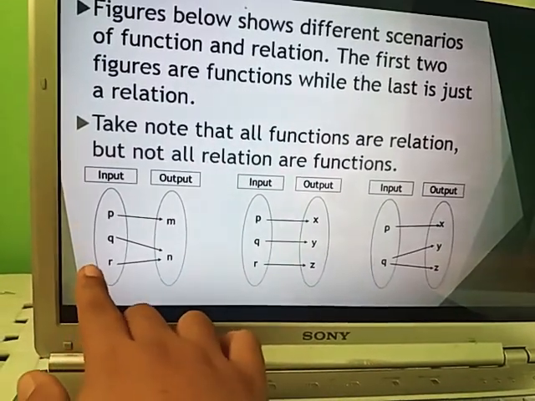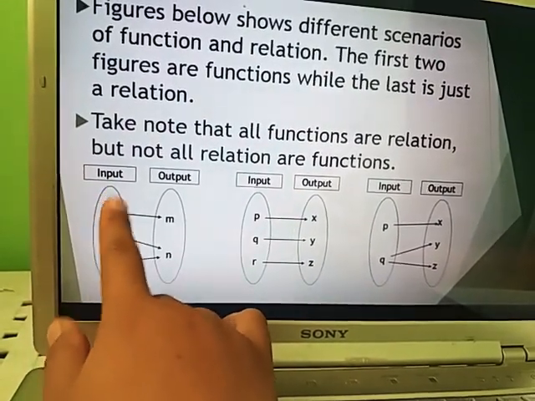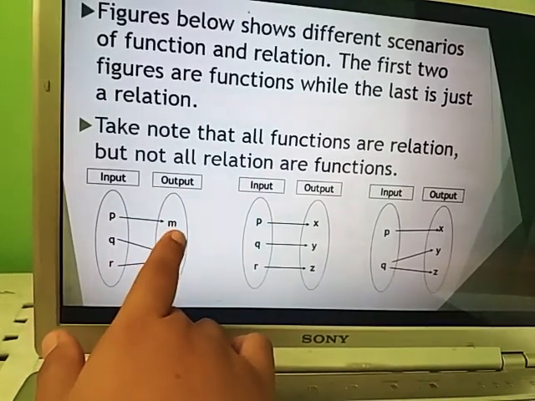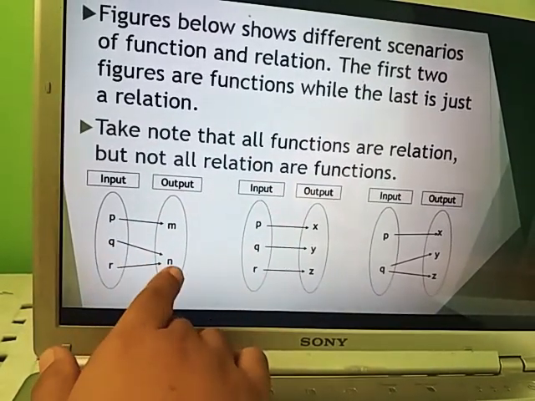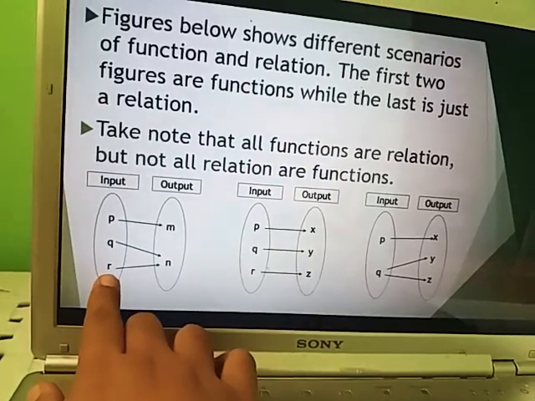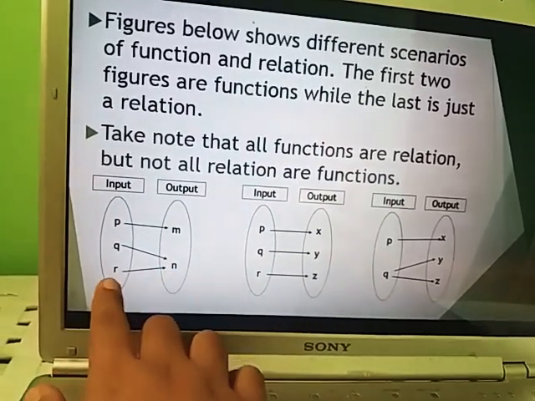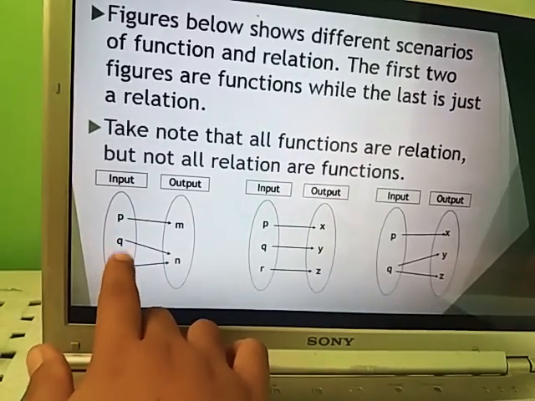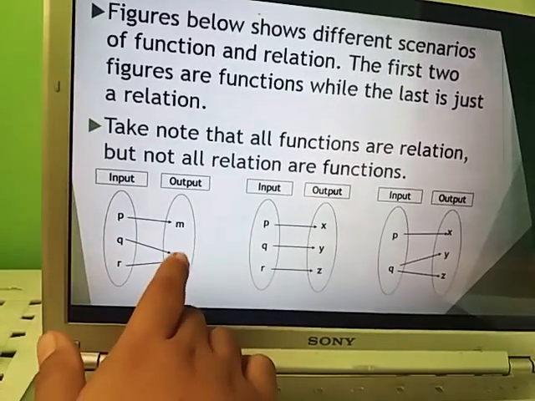Okay, so as you can see here, we have input P to M. And P, your output is M. Q, your output is N. Your input R is N. So they have Q and R. They are different inputs but they have the same output.